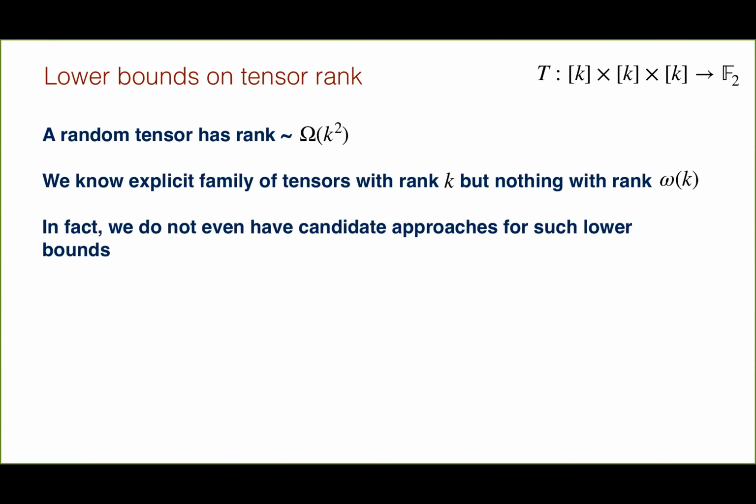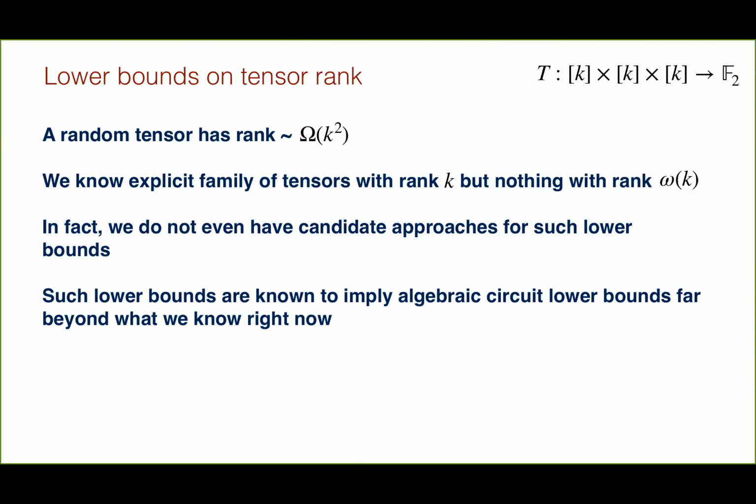In fact, this is one of those annoying problems where not only do we not know a tensor of this kind, we really have no idea how to go about proving such things. Tensor rank lower bounds are interesting on their own as a problem, but they also have some very nice consequences for algebraic circuit lower bounds.